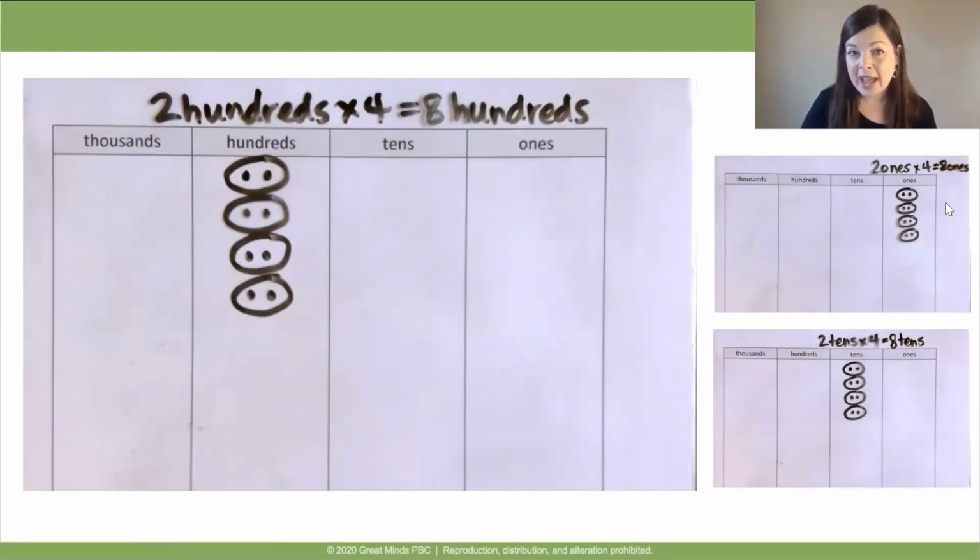So what do you think would happen then if we multiplied 2 thousands times 4? Pause the video to explain your prediction. I have a friend over here who said he thinks it would look the same again. We would again have 4 groups of 2 units. But this time, the value of the place value discs would be thousands, and so the product would be 8 thousands. Is that what you predicted? Great thinking.